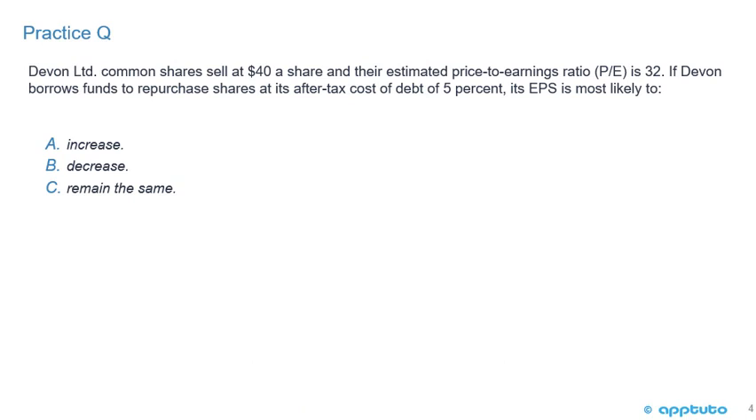So a quick little practice question. Devon Limited common shares sell at $40 per share and their estimated price to earnings ratio is 32. If Devon borrows funds to repurchase shares at its after-tax cost of debt of 5%, its earnings per share is most likely to A, increase, B, decrease, or C, remain the same.